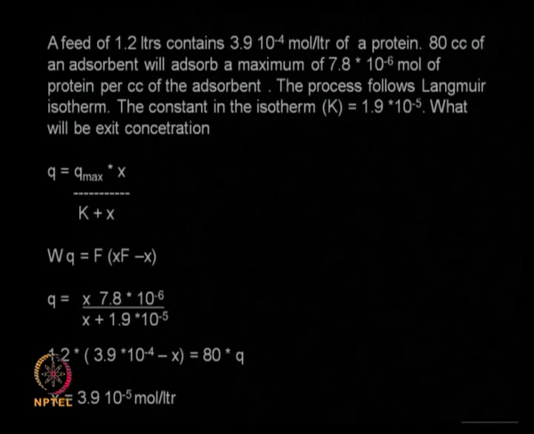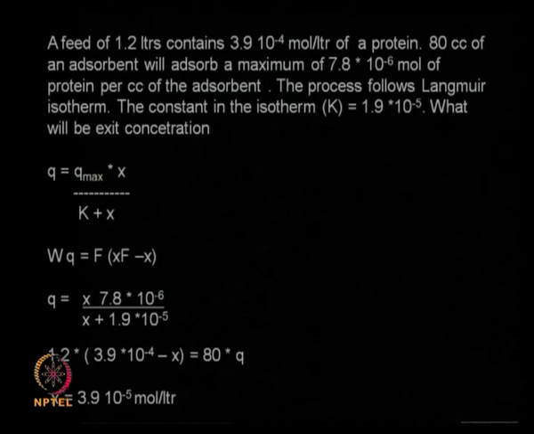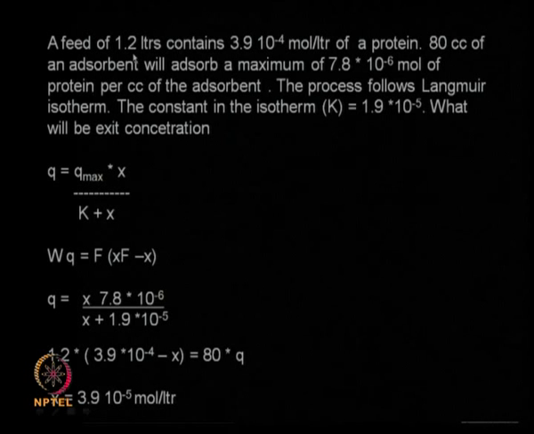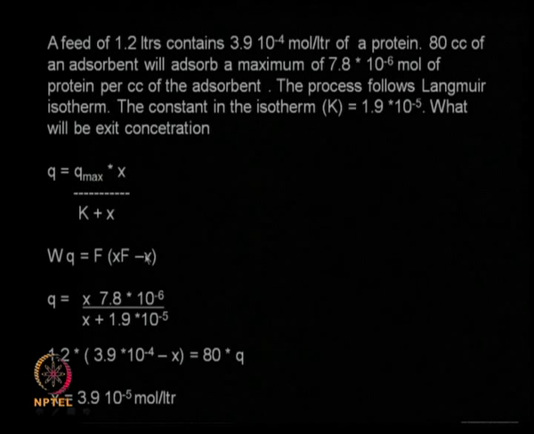So W into Q, where W is the amount of adsorbent we are taking in, that is given here as 80 cc. Q is the concentration of the adsorbate that has been taken up by the adsorbent. This should be equal to F, the quantity of broth or slurry or solution you add, that is 1.2 liters here, multiplied by XF minus X, where XF is the concentration of the adsorbate in the feed and X is the concentration of the adsorbate after the adsorption process. So you are balancing these two, where Q is given by X into 7.8 × 10^-6 divided by X plus 1.9 × 10^-5.